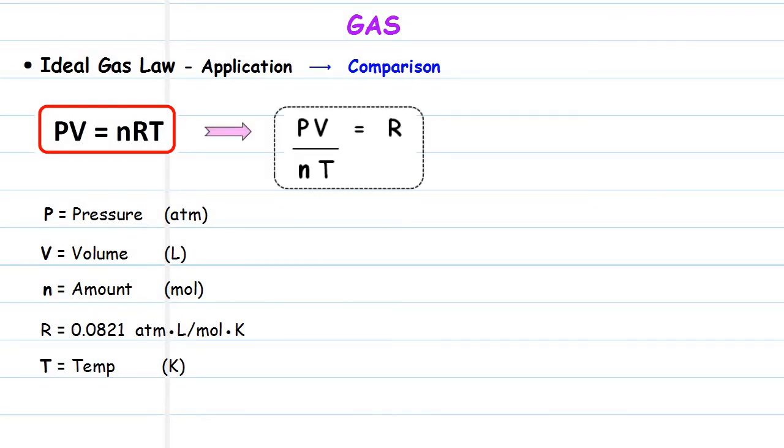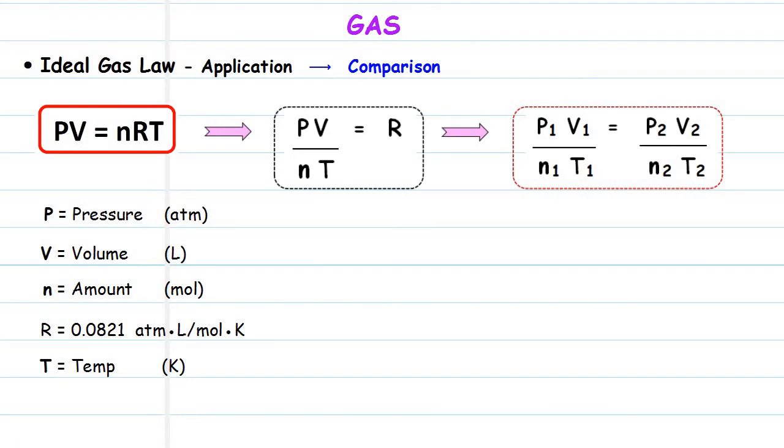First, we have to convert it to PV over nT equal to R. Since R is a constant, the value of PV over nT has to be a constant too. And if we have two situations of gas to compare, we can get P1V1 over n1T1 equal to P2V2 over n2T2. The left part is the gas in situation 1, and the right part is the gas in situation 2.